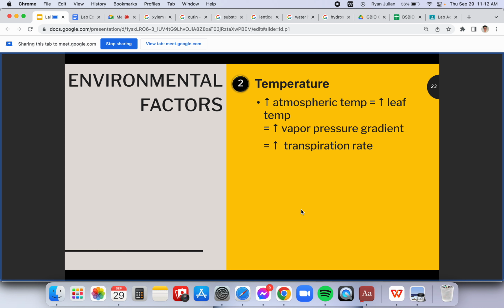Second factor to be considered is temperature. The higher the atmospheric temperature is, the higher the leaf temperature will be, which can result to a higher vapor pressure gradient and high transpiration rate. So what I'm trying to insinuate here is that the higher the temperature is, the higher the loss of water is going to occur or befall rather.